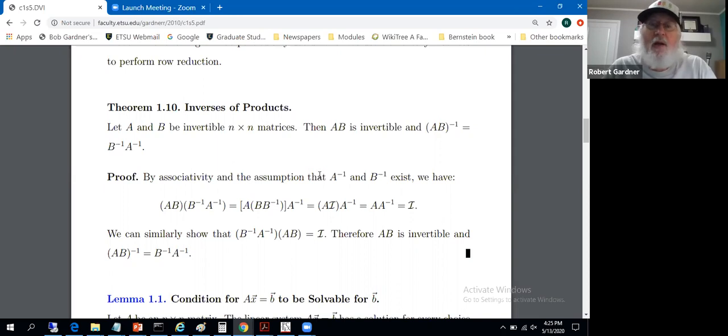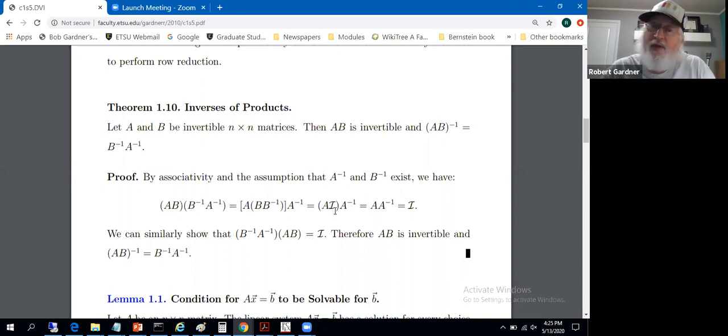Well, let's check it out. How are you going to make sure this B inverse A inverse really is the inverse of AB? Let's multiply this times AB and see if we get the identity out. That's what an inverse is by definition. Okay, so let's take AB times B inverse A inverse. We've got associativity going on, so we'll regroup things here. Let's group the B and the B inverse together first. Hey, B times B inverse, that's the identity. That's what an inverse is.